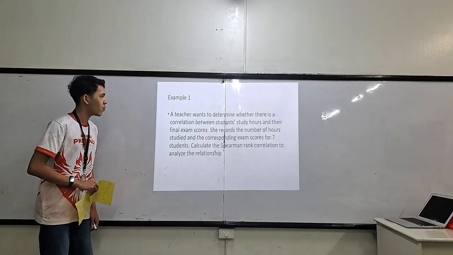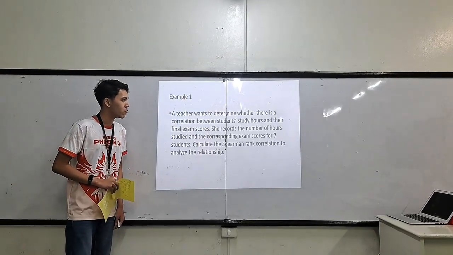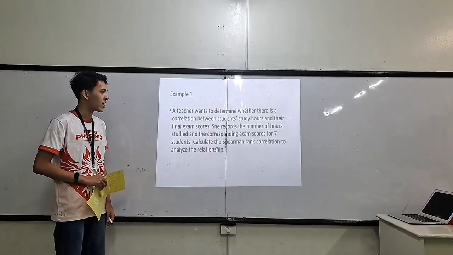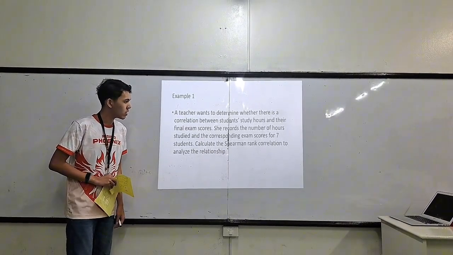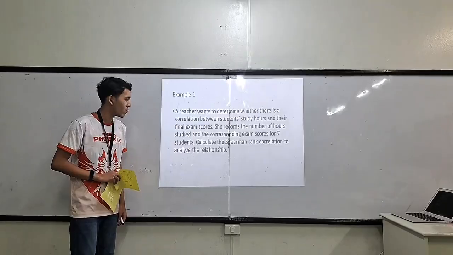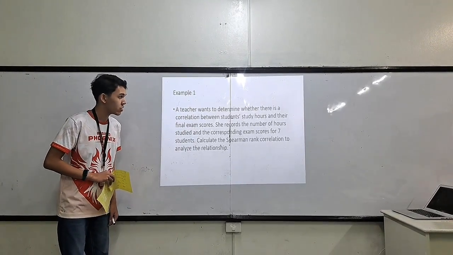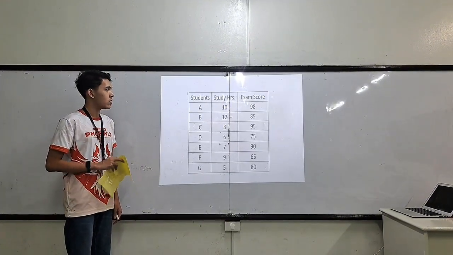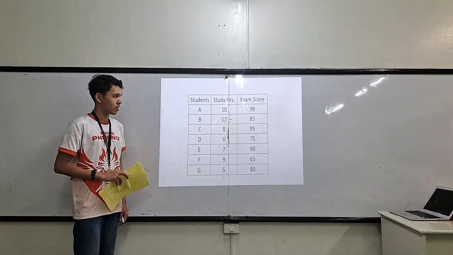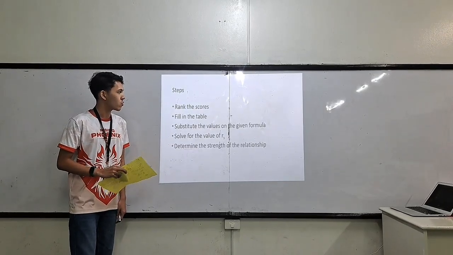So here's an example. A teacher wants to determine whether there is a correlation between students' study hours and their final exam scores. She records the number of hours studied and the corresponding exam scores for 7 students. Calculate the Spearman rank correlation and analyze the relationship. So here are the given values. So here are the first steps. So rank the scores.